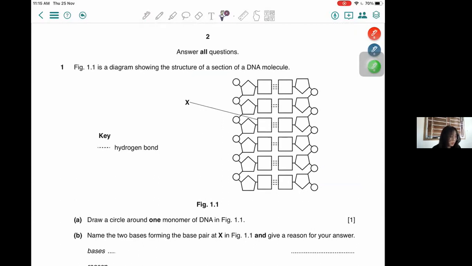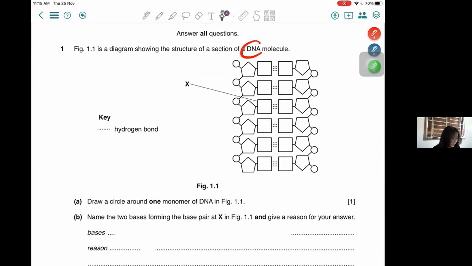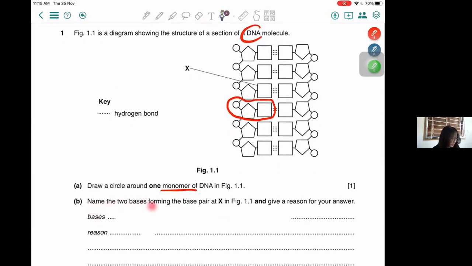Figure 1.1 is a diagram showing the structure of a section of a DNA molecule. Draw a circle around one monomer of DNA in figure 1.1. So you have to circle a monomer of DNA, which you have to circle this one. You have to circle the phosphate group, the sugar, and the nitrogenous base. So name 2 bases forming the base pair in X. Here's the X in figure 1.1, and give reasons for your answers.